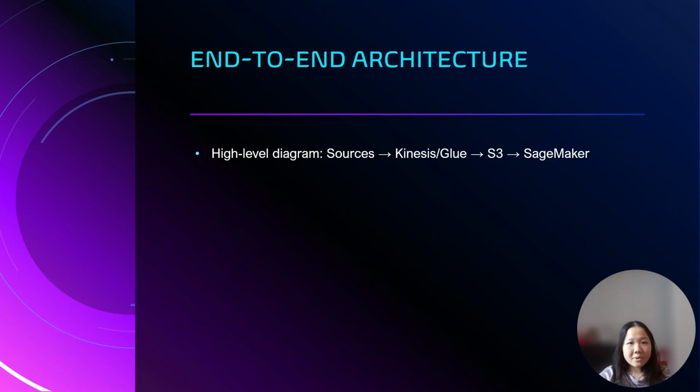Here is the high-level architecture. We will build data that comes from various sources, flows through Kinesis or Glue, lands in S3, and then moves into SageMaker for model training.